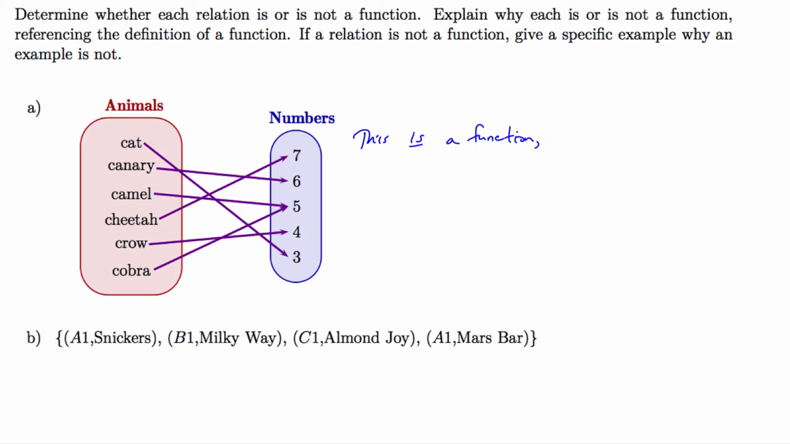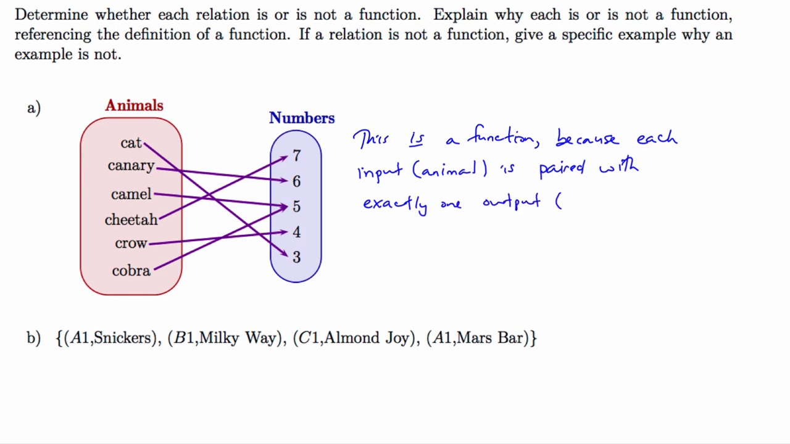To justify why, based on the definition, I would say this is a function because each input, each animal, is paired with exactly one output, or number. When answering a question like this, and answering in the positive that it is a function, you more or less end up restating the definition of a function, but identifying what the inputs and outputs are for that particular function.